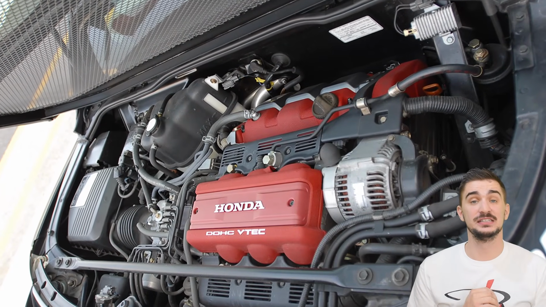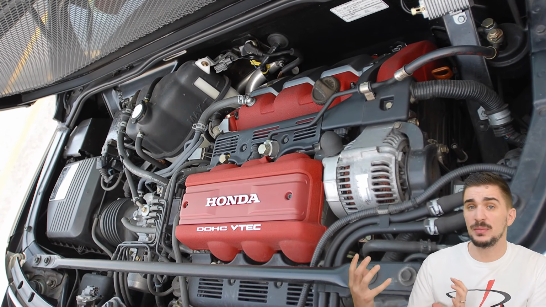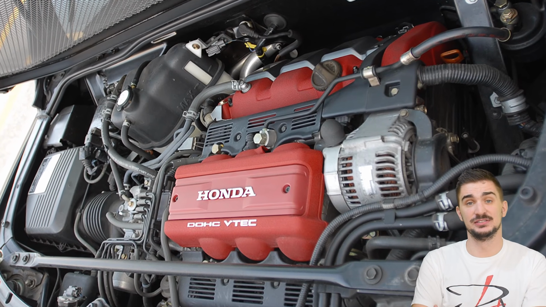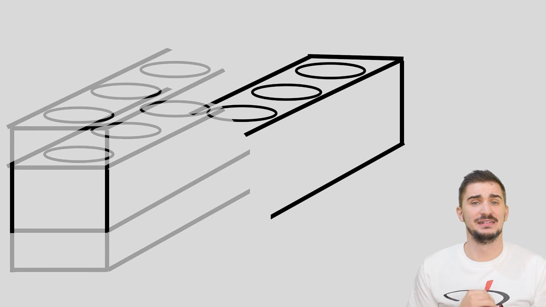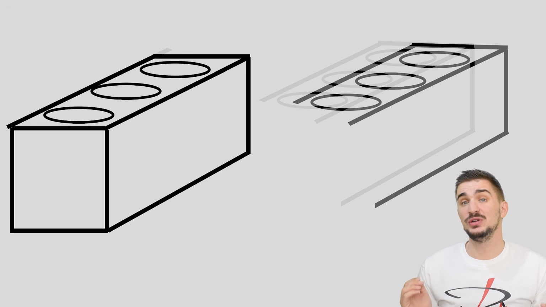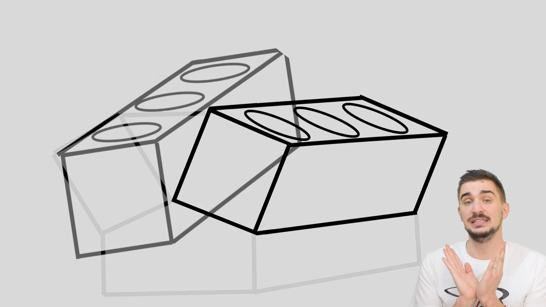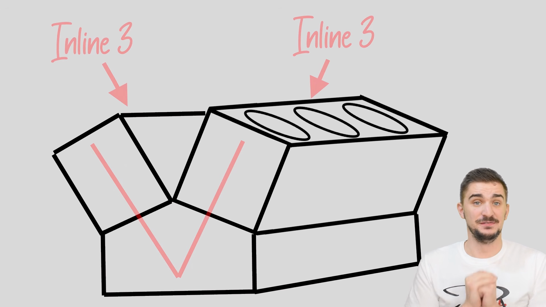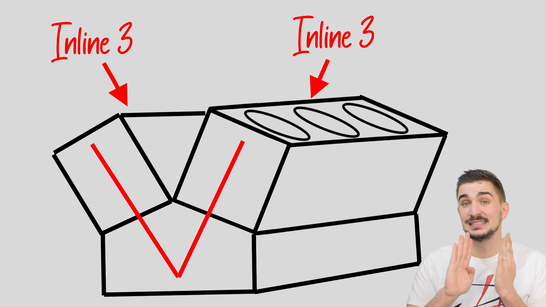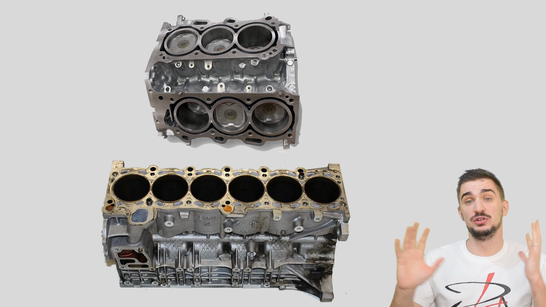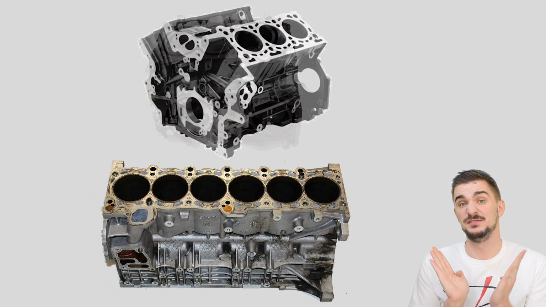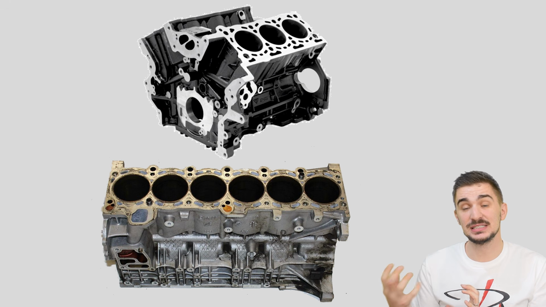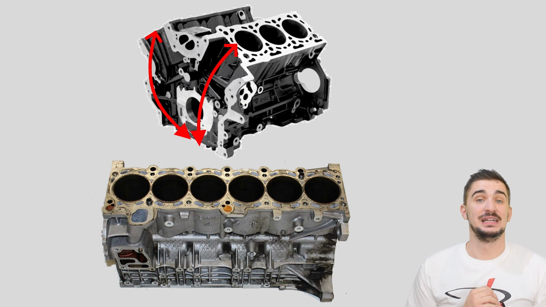The first thing that it loses is the inherent primary balance of the inline 6-cylinder engine. In a V6 engine, there's no mirroring of inline 3s. Instead, the two inline 3s are split into two banks of the V, which means that there's no cancelling out of the primary rocking moment of the inline 3, and instead each bank of the V of a V6 inherits the primary imbalance of an inline 3.